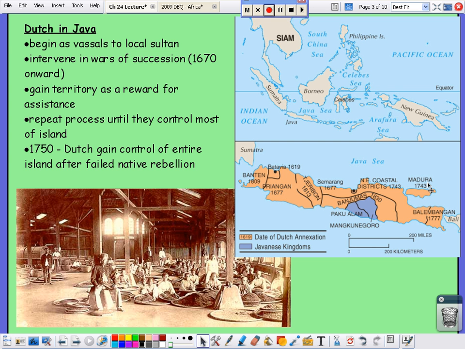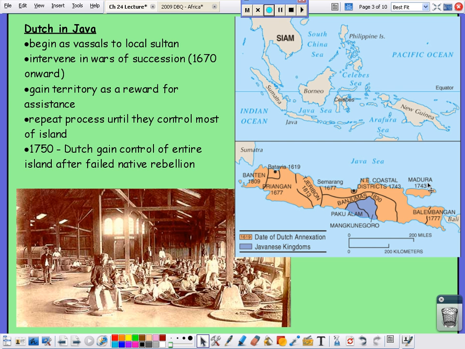Now, Java has lots of spices, much like India. And so that's why the Dutch are so interested. Here you see a warehouse of all of these platters full of spices. I mean, this is tens of thousands of dollars, hundreds of thousands of dollars worth of product right here. And that's what the Dutch want to get their hands on.